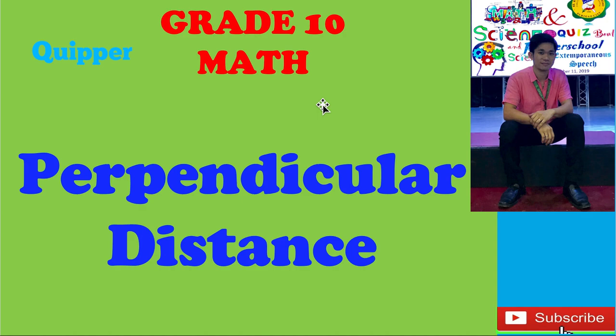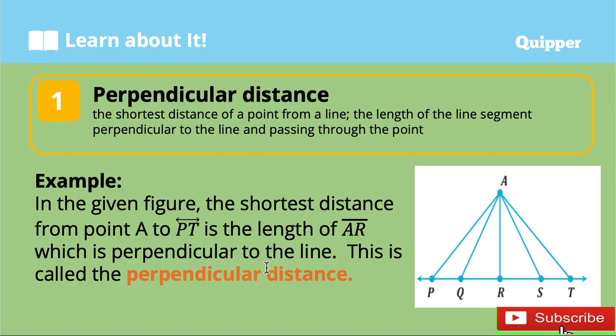In today's video, you will learn perpendicular distance. Let's start. Perpendicular distance is the shortest distance of a point from a line. It is the length of the line segment perpendicular to the line and passing through the point.